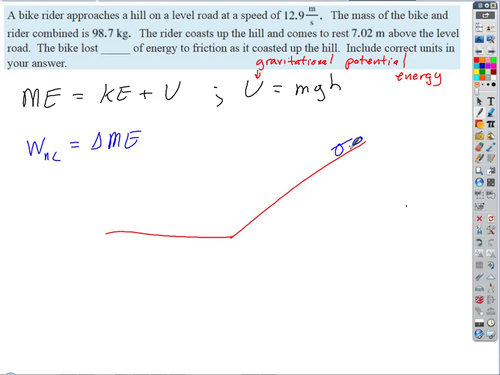Well, you can tell me now, what was the work due to friction? How much work was done by friction? Negative 100, right? Does that make sense? Because that's how we lost some mechanical energy. The only way mechanical energy is lost from the system is when a non-conservative force does some work, okay?